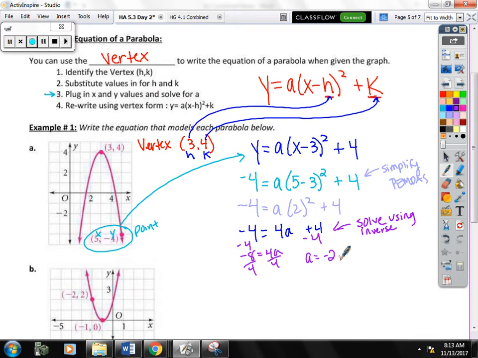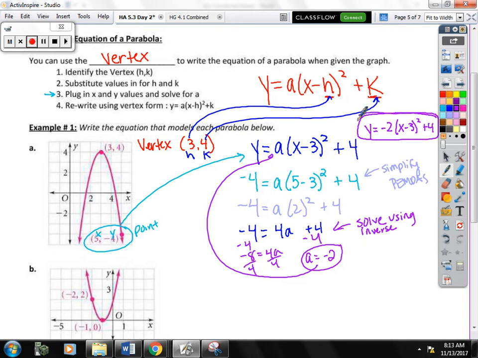Last thing we need to do then is plug that back into the equation to get the final formula, which would be y equals -2 times the quantity x minus 3 squared plus 4. And that's our final answer.